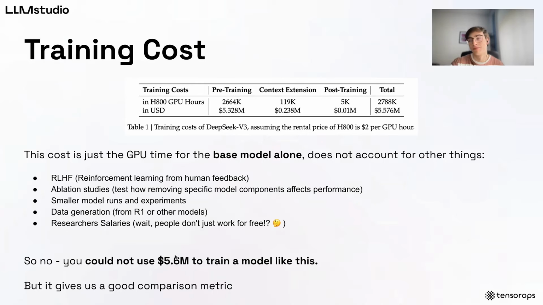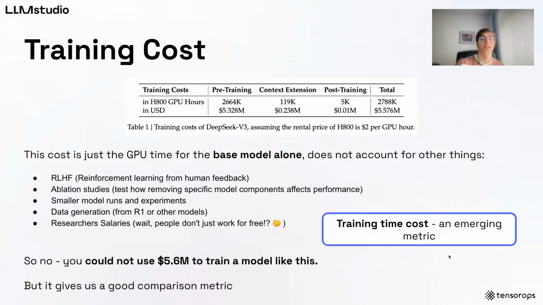But so bottom line, you could not take 5.6 million, or take a huge loan or sell whatever you have, and train a model like this. But it's maybe a good comparison metric. And we see it as an emerging metric. I think it might be here to stay for the better or for the worse, because you could agree that it's not so accurate. But it's a good metric. It gives us an idea of how much it would cost to train this, maybe.